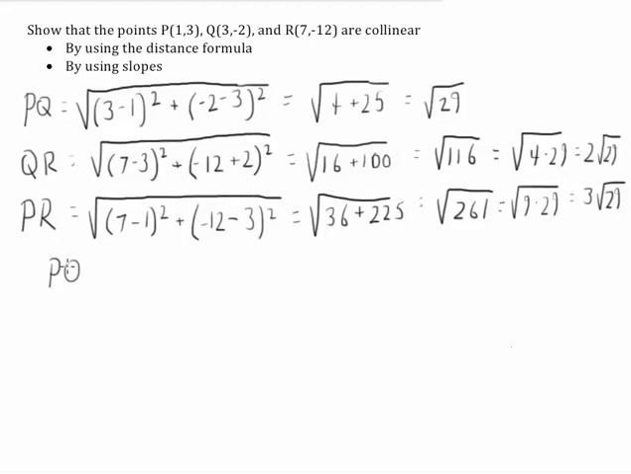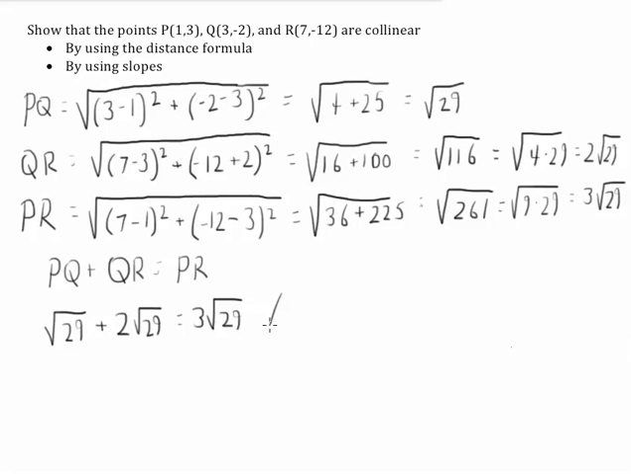So what we need is that PQ plus QR equals PR. And we can check square root of 29 plus twice the square root of 29 equals 3 times the square root of 29. Check, collinear. So that's how to do this using the distance formula. And again, if you didn't see how to simplify these square roots, you could just take this number in a calculator plus that number in a calculator, and you should get that number in a calculator.